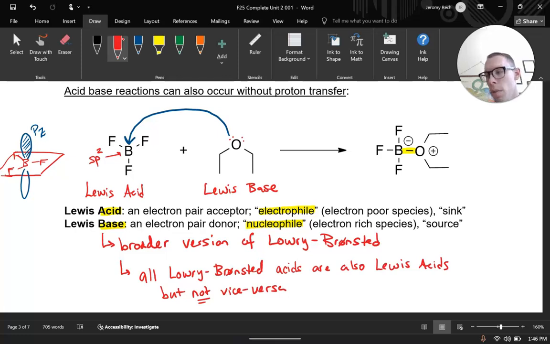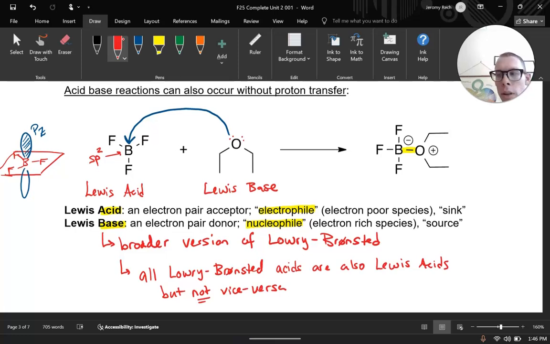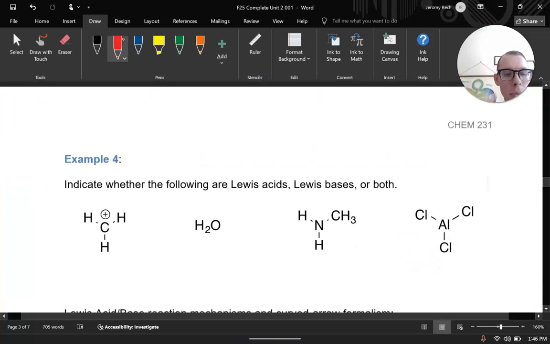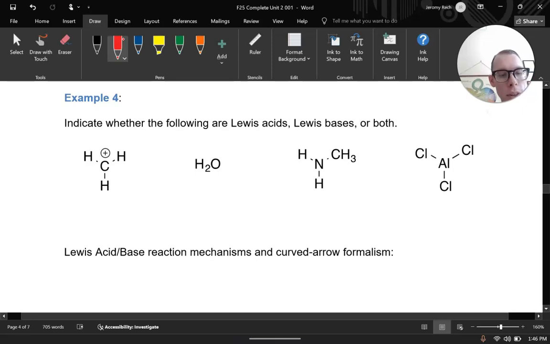So let's go and get some practice thinking about if our structures can be Lewis acids or Lewis bases. So in example 4 here, I have 4 different structures, and we're going to go through and think about whether or not each can be an acid, a base, or both under our definition for Lewis.